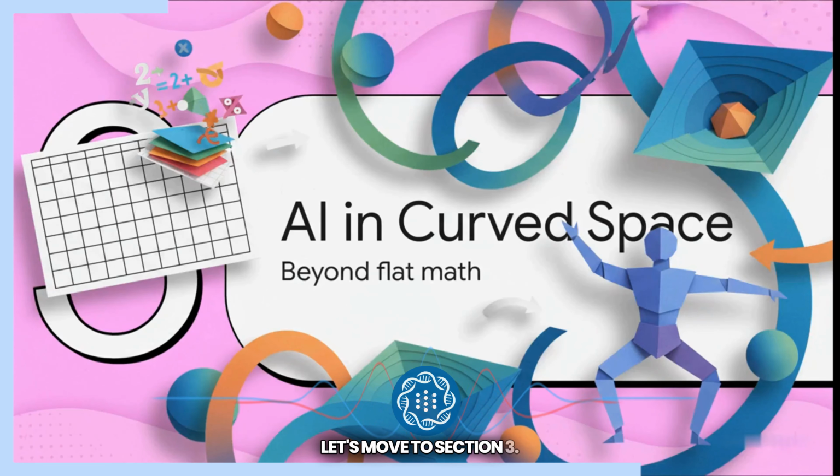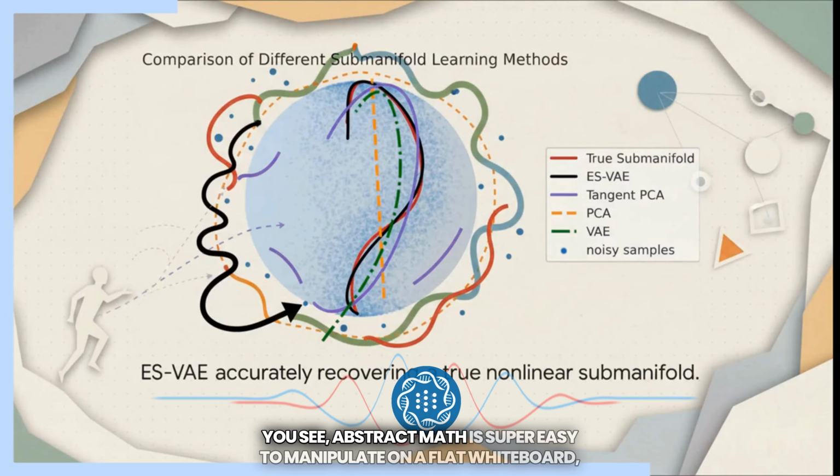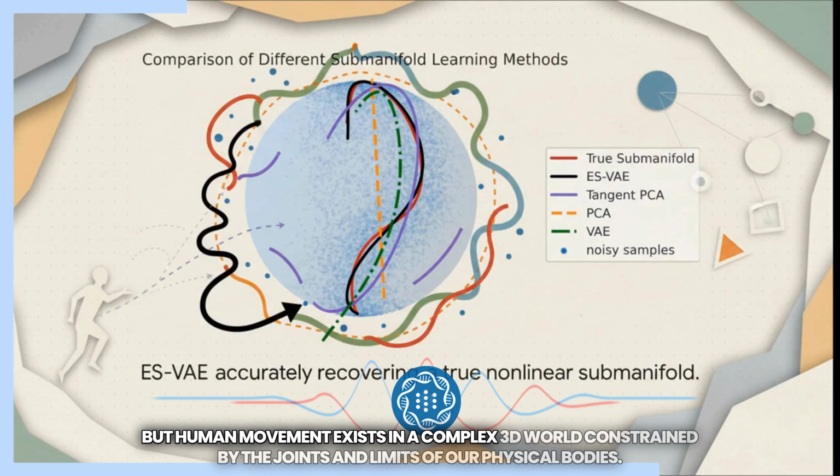Let's move to Section 3, AI in Curved Space. You see, abstract math is super easy to manipulate on a flat whiteboard. But human movement exists in a complex 3D world, constrained by the joints and limits of our physical bodies.